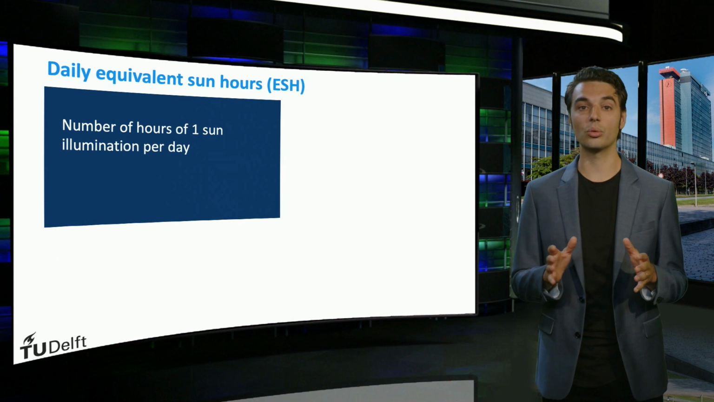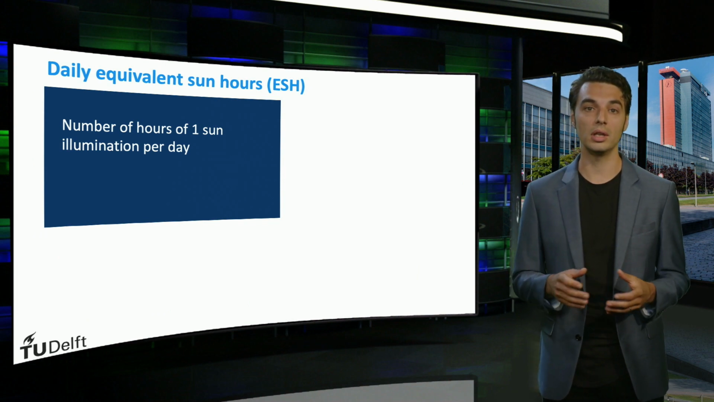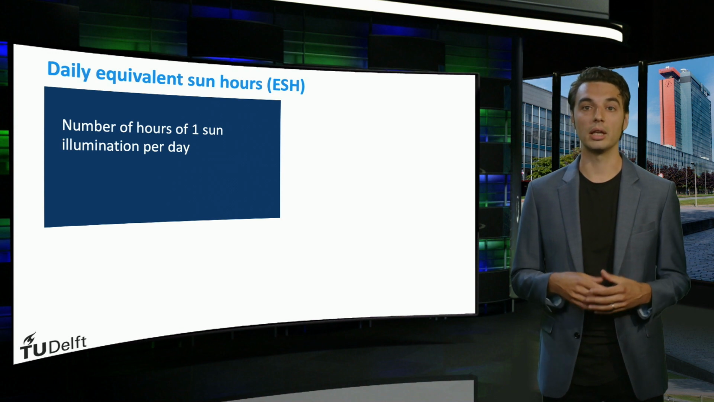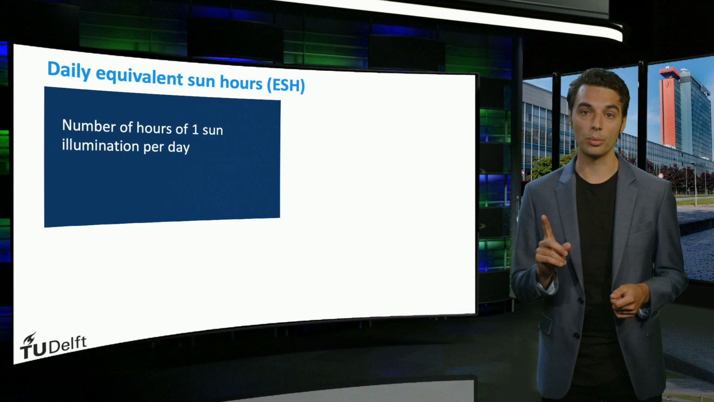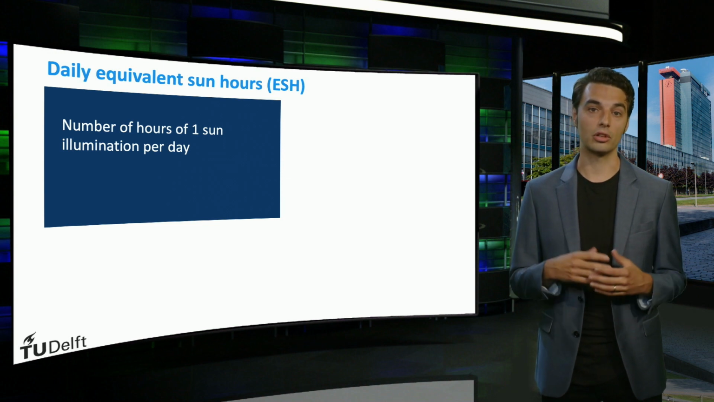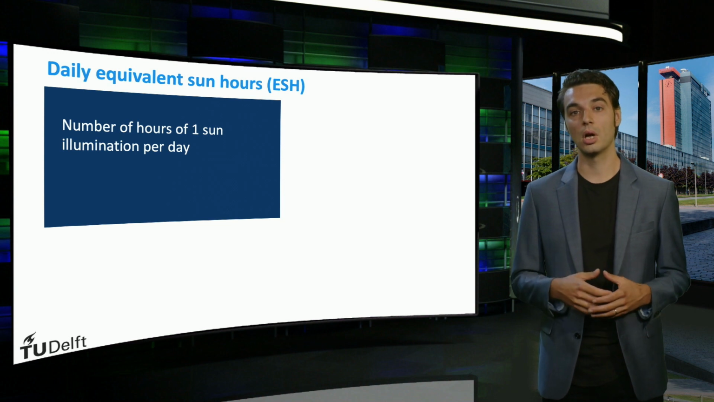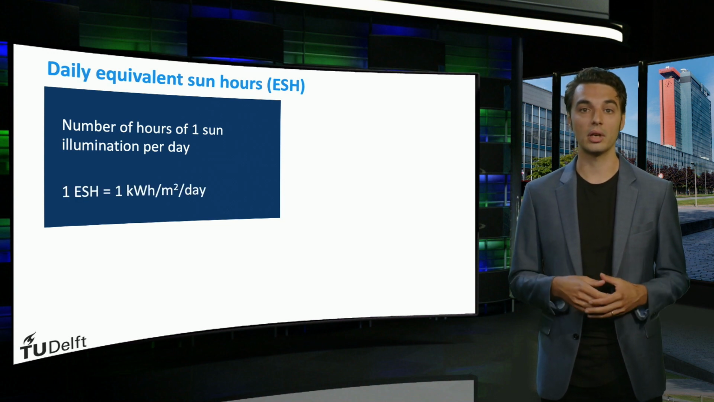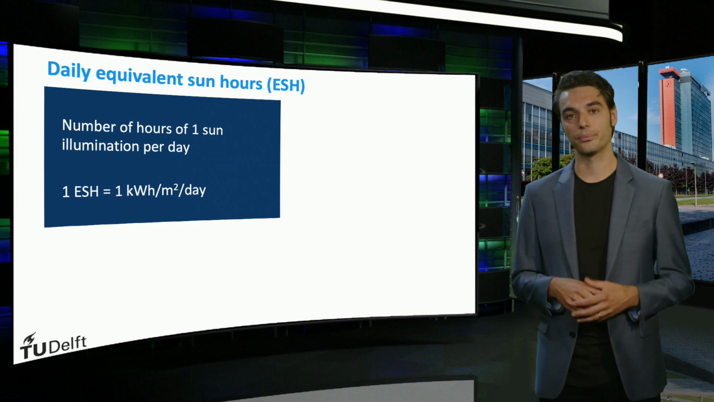A more convenient way to express the irradiance per day are the daily equivalent sun hours, or ESH. An equivalent sun hour is defined as the number of hours of one sun illumination per day. Since one sun illumination is equal to 1 kilowatt per square meter, one daily equivalent sun hour is equal to 1 kilowatt hour per square meter per day.